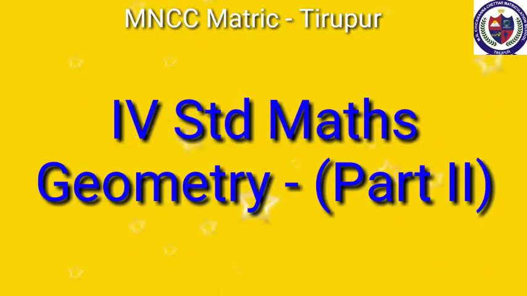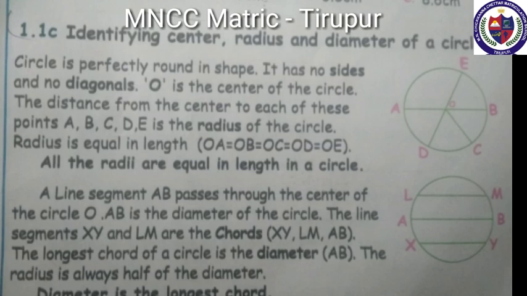Hi students, 4th standard maths geometry part 2. Now we are going to learn about identifying the center, radius and diameter of a circle. A circle is perfectly round in shape. It has no sides and no diagonals.